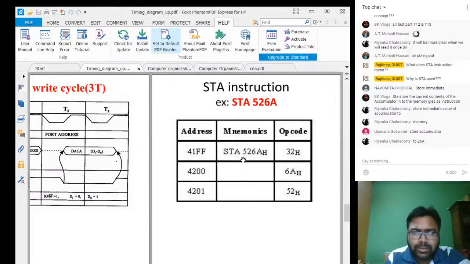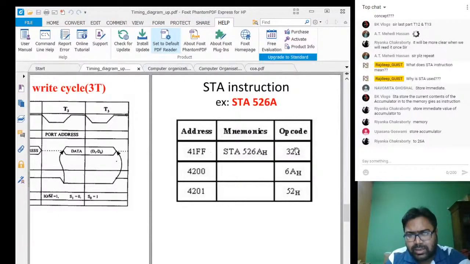Here what are the operands? 526A. So yes, because this is a 16-bit number, but you cannot store it in a single memory location. If you remember, this 8085 has got only 8-bit memory location storage. Okay, in a particular memory location you can store only 8 bits. So 526A, you cannot store it in a single memory location, so you have to store it in two successive memory locations, right? So this is, I think, clear.